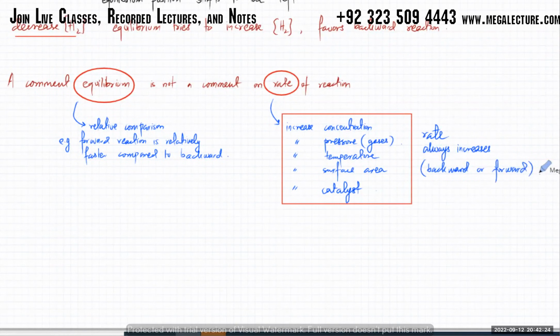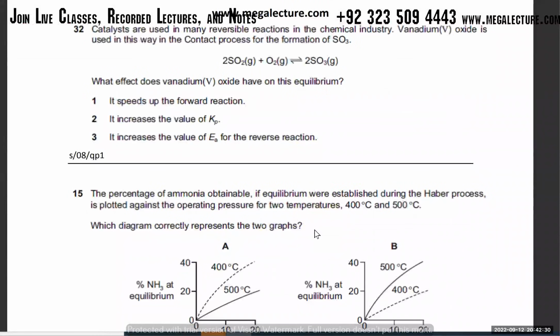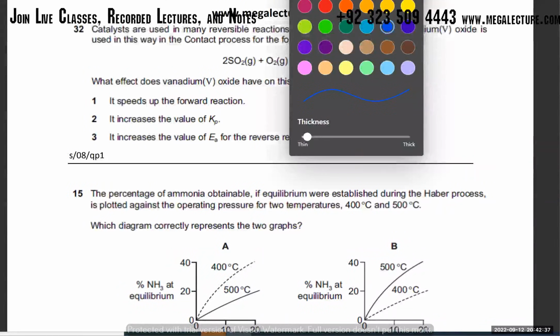So अब थोड़े से वो question start कर लेते हैं. Let's start with, for example, this question. We've got this question. So थोड़े से question solve हुए हैं.